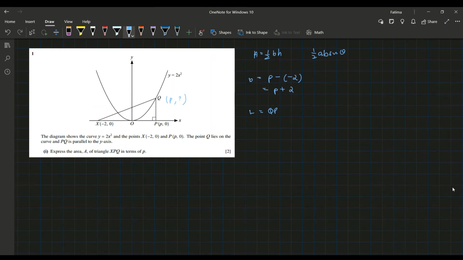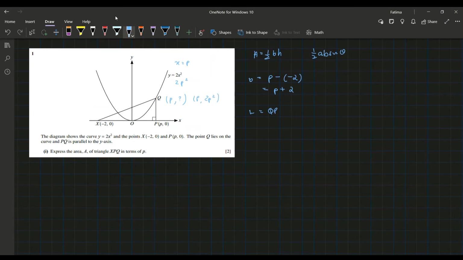The reason why it has the same x coordinate as P is because it is right above point P. So because we have the x coordinate for point Q, we can input that into our equation of the curve to find out what the y is. The reason why is because we know that Q lies on this curve. So if I put x as p, which is the x coordinate of point Q, it will be 2p squared. So the coordinate of Q would basically be p comma 2p squared.